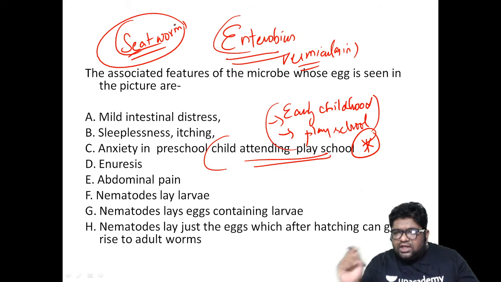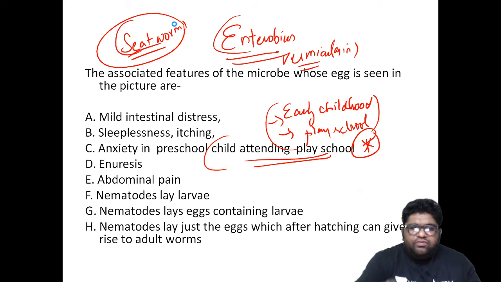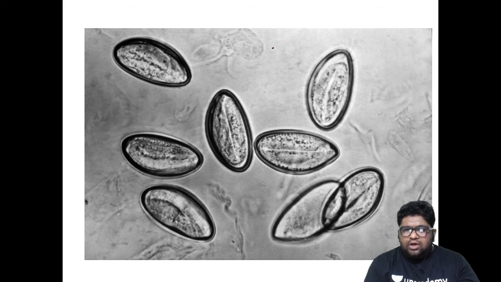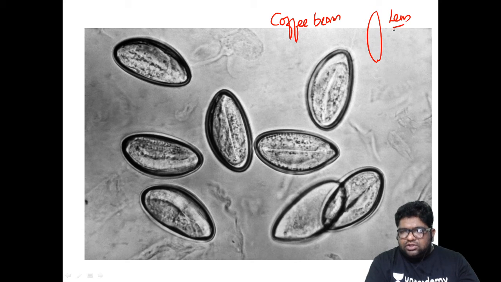And this organism can lay the eggs. The eggs will look like coffee bean. Look at this here. It looks like Coorg coffee beans in one way, and the other way they look like lens. One edge is curved, the other edge may appear flatter. And why is one edge curved, why is one side flatter? It is because of the larva present inside.